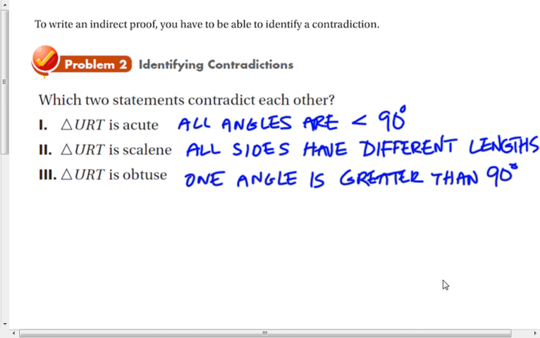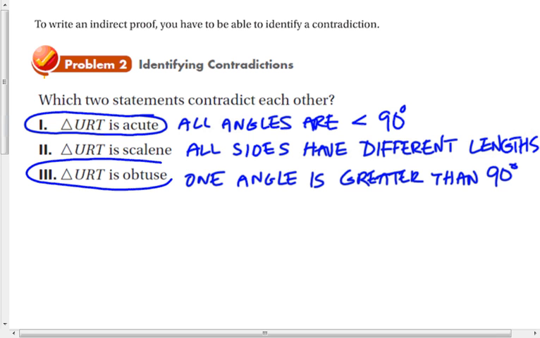The two that contradict each other are that triangle URT is acute, because that would mean all angles have to be less than 90 degrees, and triangle URT is obtuse, because that would say that one angle is greater than 90. So those two statements contradict each other. Go ahead and practice that.